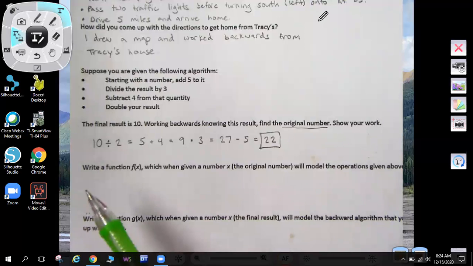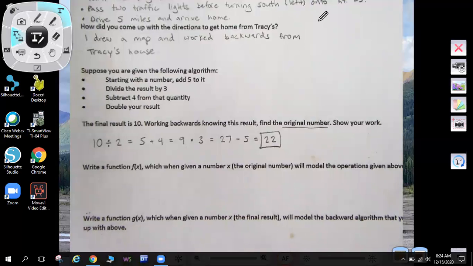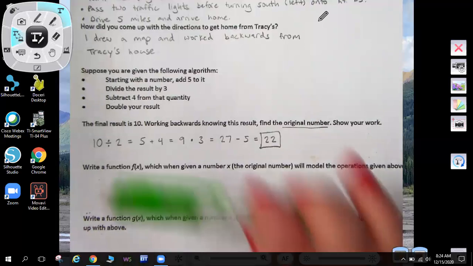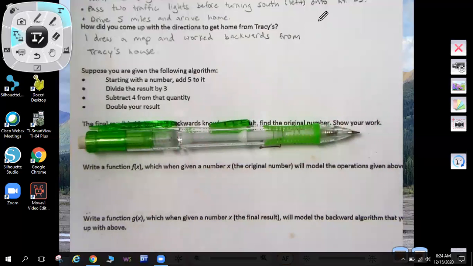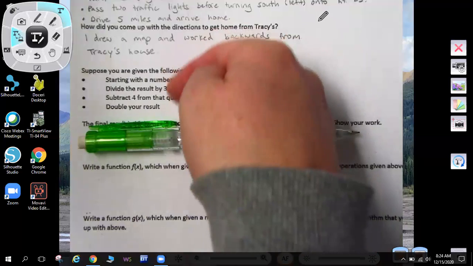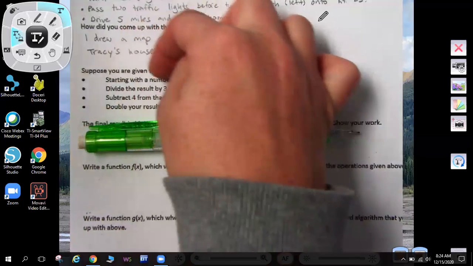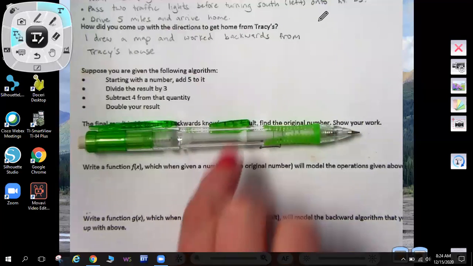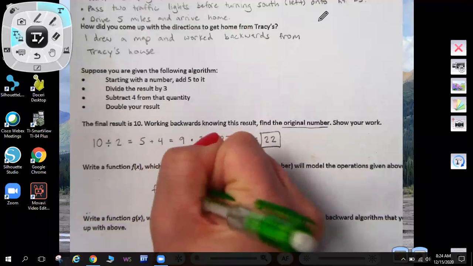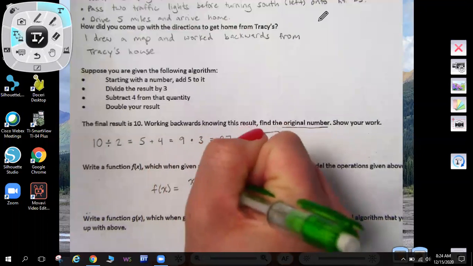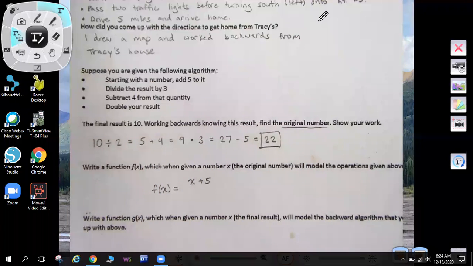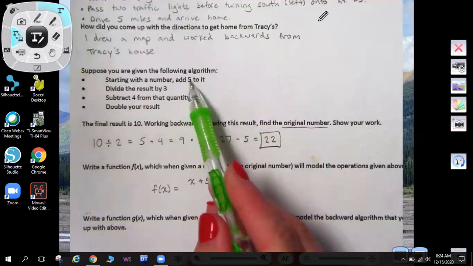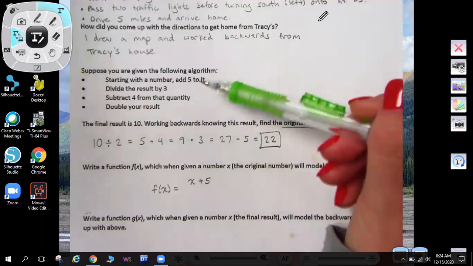Okay. Next question, write a function f of x, which when given a number x, which they're saying is the original number, will model the operations given above. So we're ignoring the work that we just did, and we're looking at this bulleted algorithm. It says starting with a number, add 5 to it. Okay, well, the number that we're starting with is x, a variable. So our function f of x starts with x plus 5 because we're taking a number x and adding 5 to it. That's the first step of our algorithm.